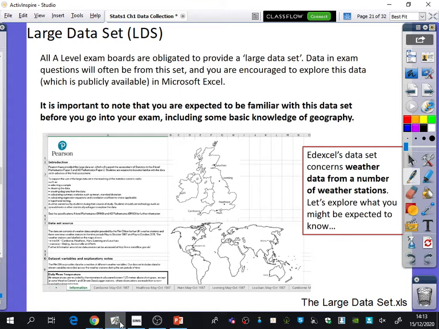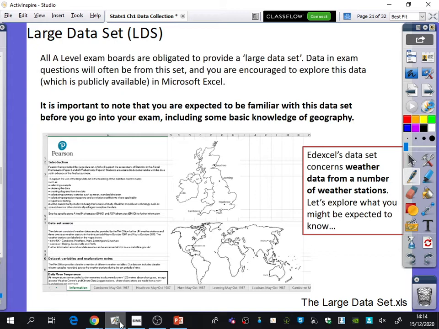Data in exam questions will often be from this set, and you are encouraged to explore this data, which is publicly available in Microsoft Excel. Questions that we'll be doing throughout statistics will refer to this data, and we'll try and get a bit more of a sense about what the data actually means, what it represents.